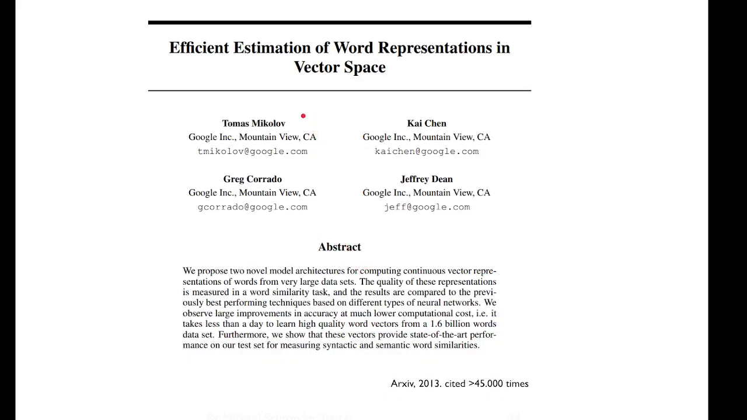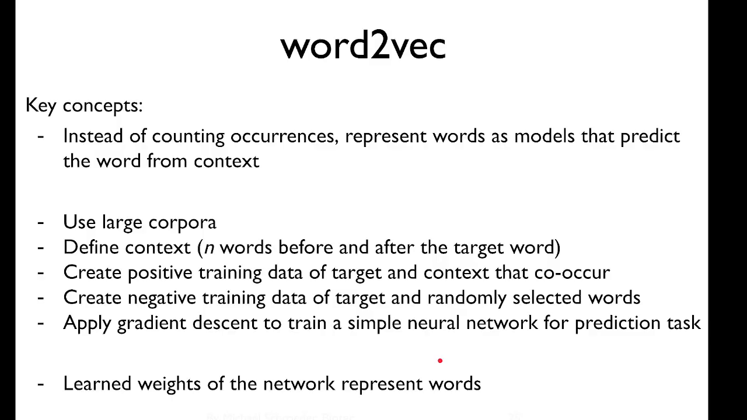This was published by Tomas Mikolov, who was at Google at the time, in 2013, so a little over 10 years ago. The paper is cited over 45,000 times, so it has a huge impact. And we just briefly capture the intuition behind what word2vec was trying to do. The key idea is that instead of counting occurrences between a word and its context, we represent words as models that predict the word from the context.